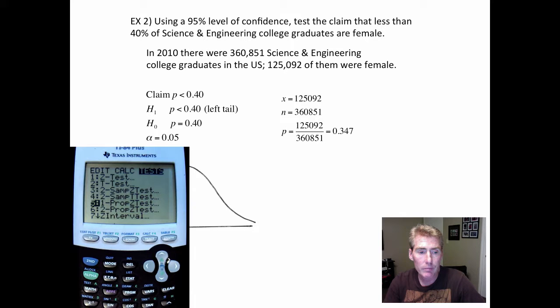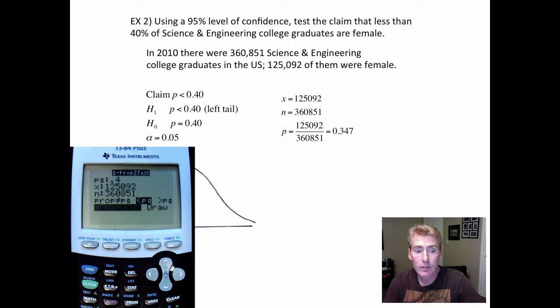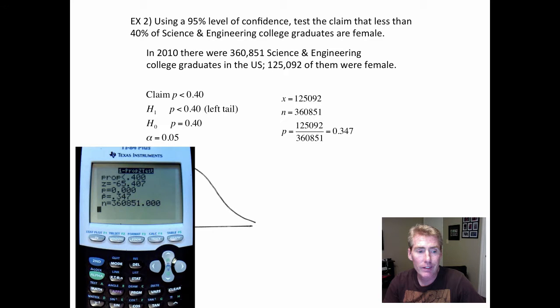Now, calculator time. So again, stats, test, 1 prop z-test. Type in the data, the 0.4. Technically, this part right here is saying look at h sub o, and the p is what? 0.40. And then this should be pointed to the left. Hit enter, and we find out that the z is negative 65.407. That is out of the ballpark.